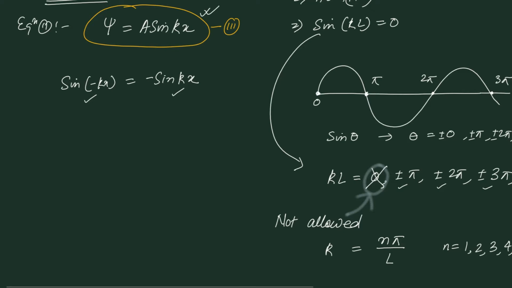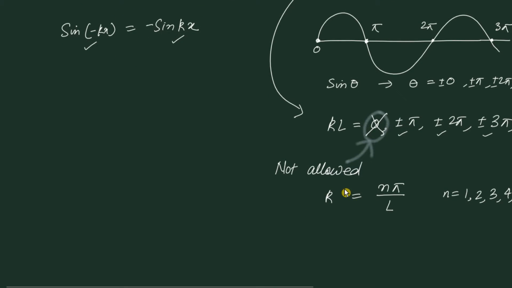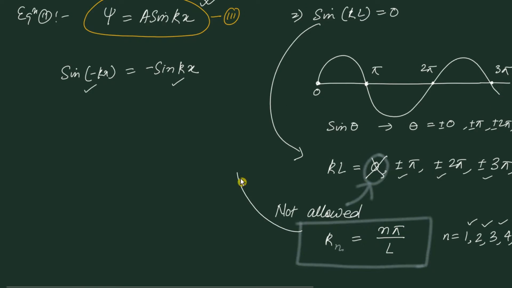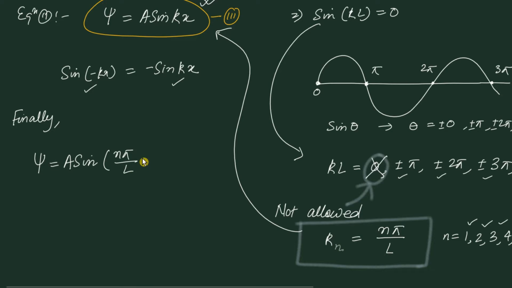So basically I here say that this particular k is this expression, where let me refer to this as kn because it depends upon n, where n can have values of 1, 2, 3, 4 and on and on. It can have infinite values. So if I substitute this in my original wave function, then finally I have the eigenfunction equal to a sine n pi upon L x.